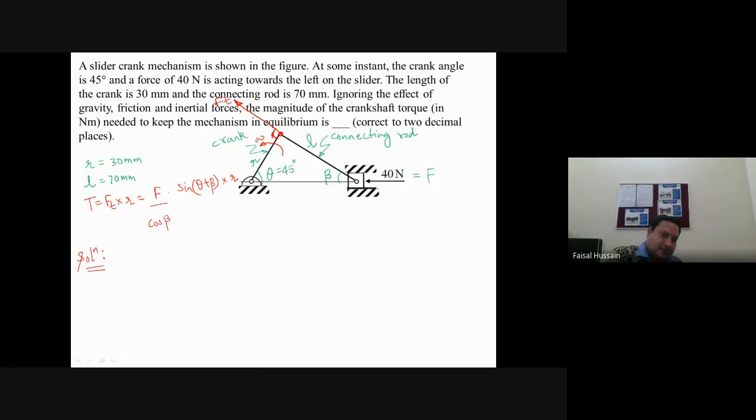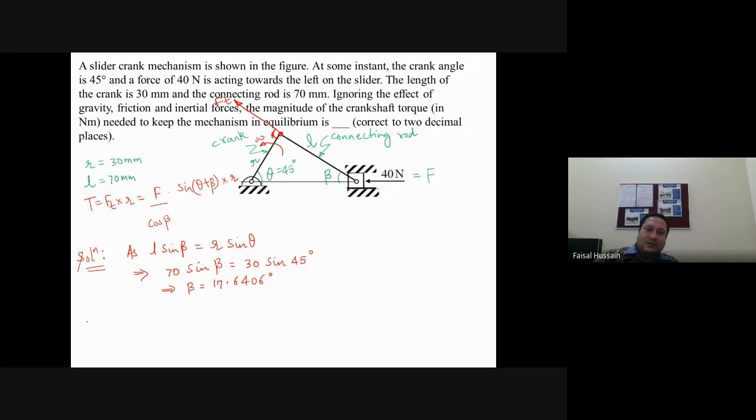Now, see here. We don't know beta, but as I have told you, what is the relation? L sine beta equal to what? R sine theta. So this implies L is how much? 70. Sine beta equal to R is how much? 30. Sine 45 degree. So from here we can find what? Beta. That is the angle of connecting rod with respect to the line of stroke. And it is 17.6406 degree.